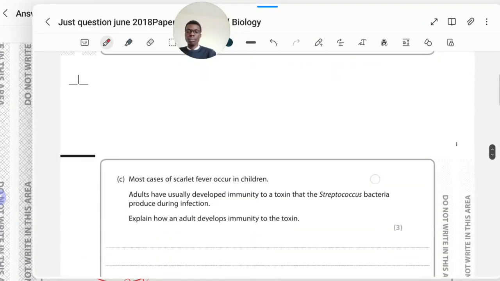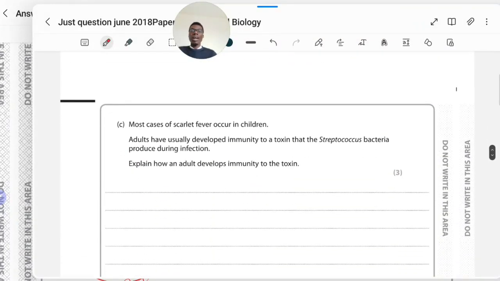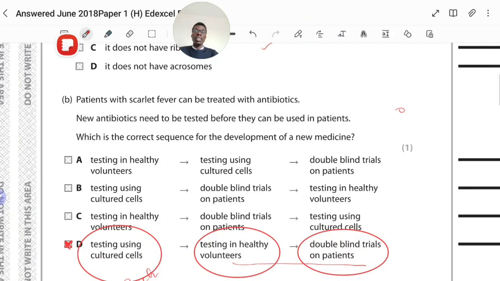So moving on. Most cases of scarlet fever occur in children. Adults have usually developed immunity to a toxin that the streptococcus bacteria produce during infection. Explain how an adult develops immunity to the toxin. You're just meant to explain immunity, or how you develop immunity against diseases, so to say.